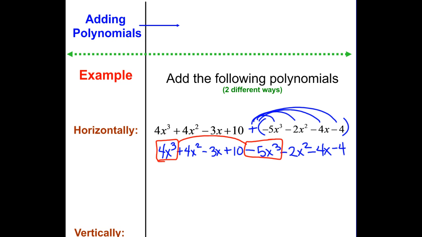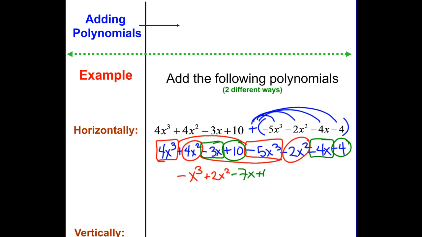4x cubed minus 5x cubed, well, that's negative 1x cubed. And then I'm going to look at, okay, we have 4x squared and we have negative 2x squared. So I'm going to combine those two and we'll get positive 2x squared. Now I'm going to look at my negative 3x, and I have negative 4x. We combine those, we get negative 7x. And then I have positive 10 and negative 4, which is going to give me positive 6. That's how you combine those. Horizontally, you just go left to right.